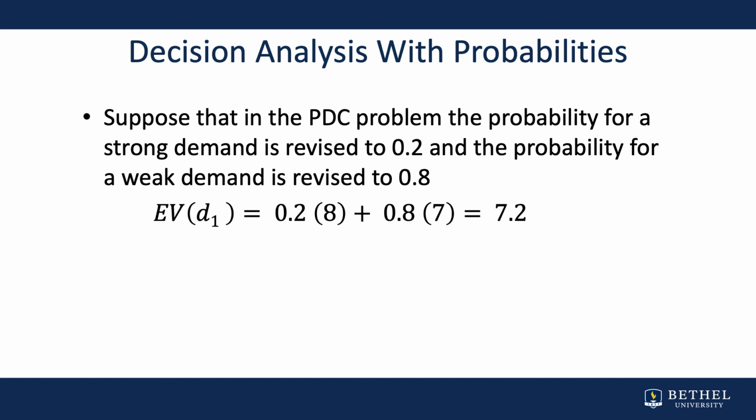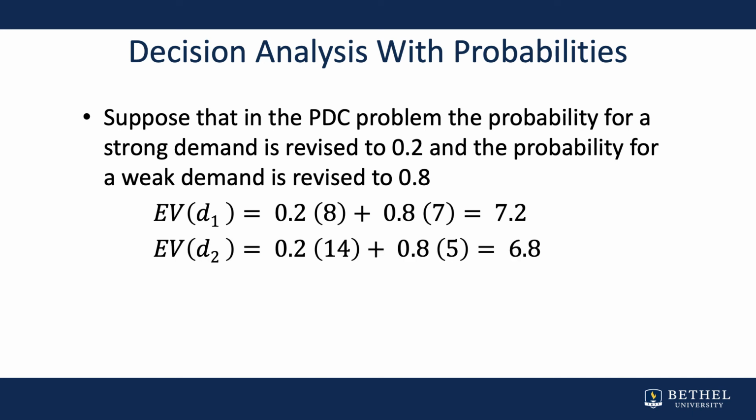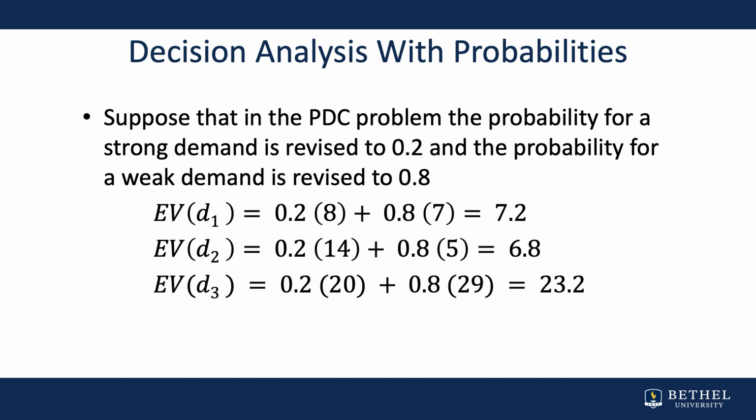So the expected value of decision 1, build the small complex, now becomes $7.2 million in profit. The decision to build the medium complex, 60 condominiums, now changes to $6.8 million. And the last decision, the decision to build the large complex, now changes to $23.2 million.